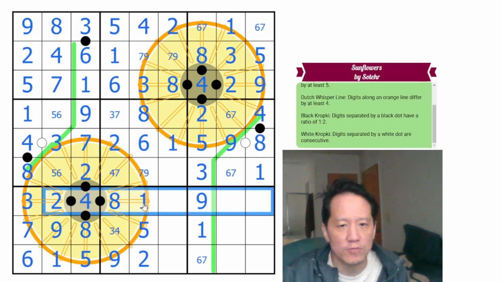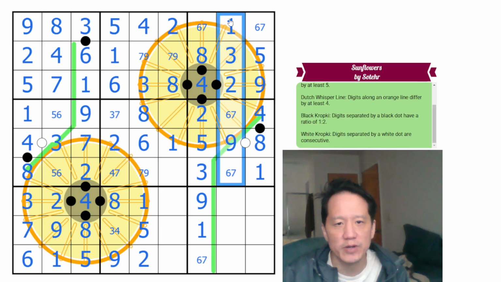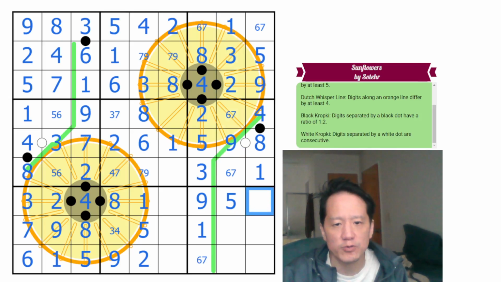Remaining digits in row 7 are 5, 6, and 7. This can't be 6 or 7 because of the 6, 7 pair, so this must be a 5, which makes the remaining digits 6 and 7. So this is 6, 7, 6, 7.